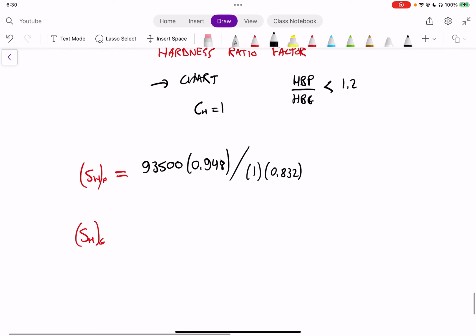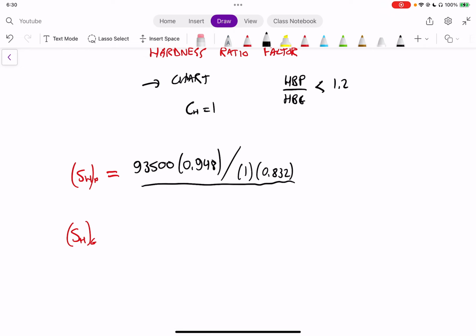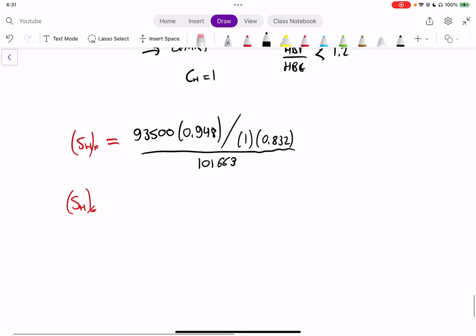And then all divided by our value of 101,663. And then our second value is our second equation. We can plug in everything except we'll add the CH. And I'm not going to write it out, but we'll write the answers out. So we have 1.048 and 1.071. Okay, so what do we see from here?